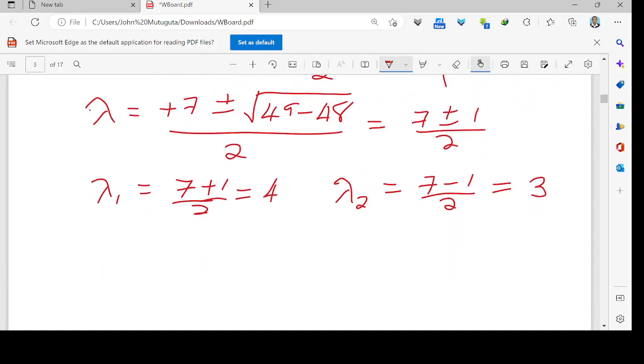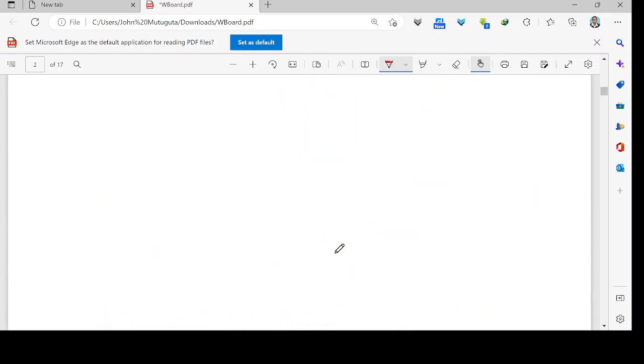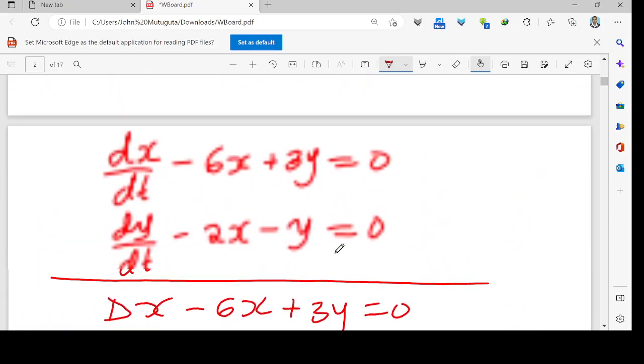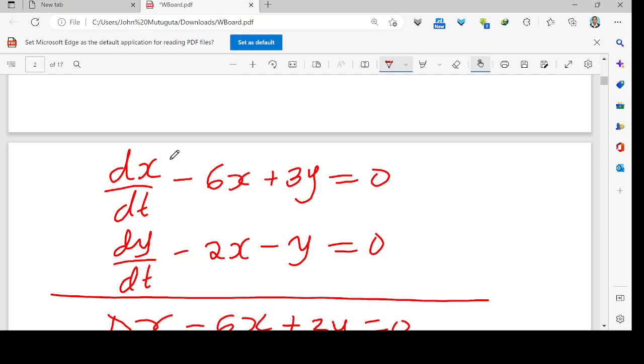So we notice that the roots of the characteristic equation are real and distinct, so that the solution x, which is a function of t, can be expressed as c1 e raised to power 4t plus c2 e raised to power 3t. This is the solution x as a function of t. Notice now, if we go back to our system, we needed the solution x and also y, because this one is a system with two unknown functions. We have obtained x, which is a function of t.